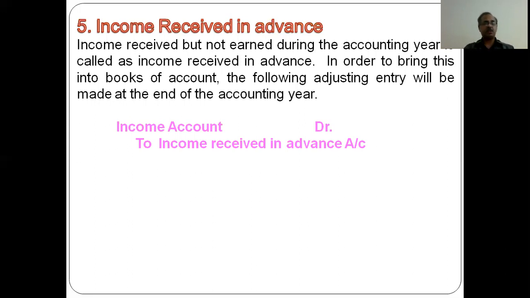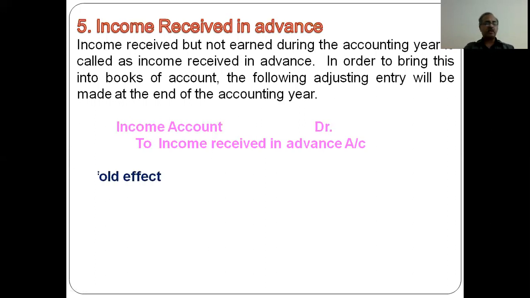That will be a very rare situation only. Income received in advance means those income which are not earned but received in advance, received during this year. Such income is called as income received in advance. So what will be the adjustment entry? The adjustment entry is that income account debtor to income received in advance account.